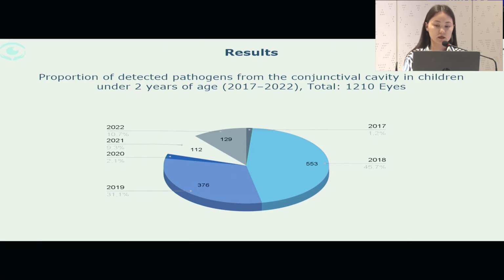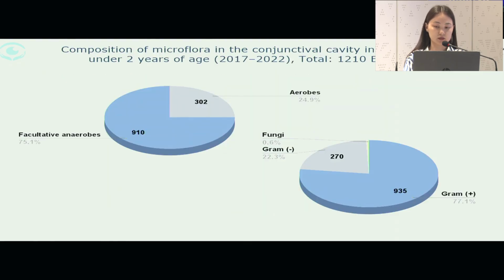Moving on to our results, this chart illustrates pathogen distribution in children under 2 years. A total of 210 eyes were examined. Testing was highest in 2018, 35%, and 2019, 31%. It dropped in 2020 due to COVID-19, and gradually increased in 2021 and 2022. This slide shows that gram-positive bacteria dominated at 77%, while gram-negative accounted for 22%, and fungi for less than 1%. Facultative anaerobes made up 75%, with aerobes at 25%.